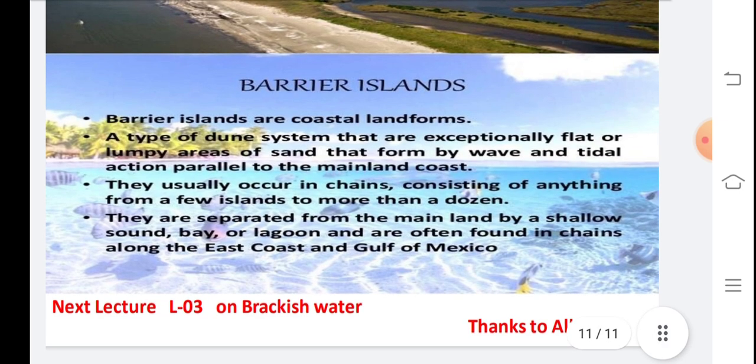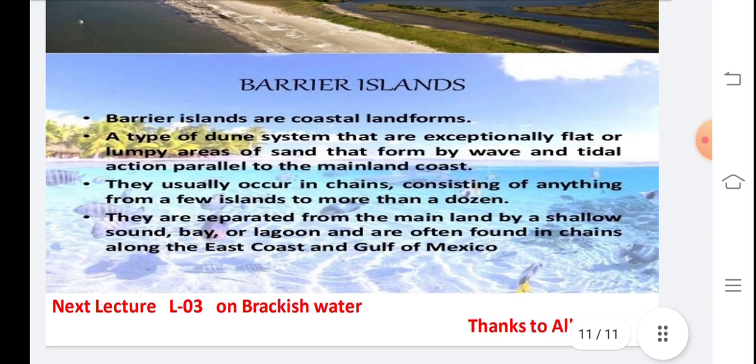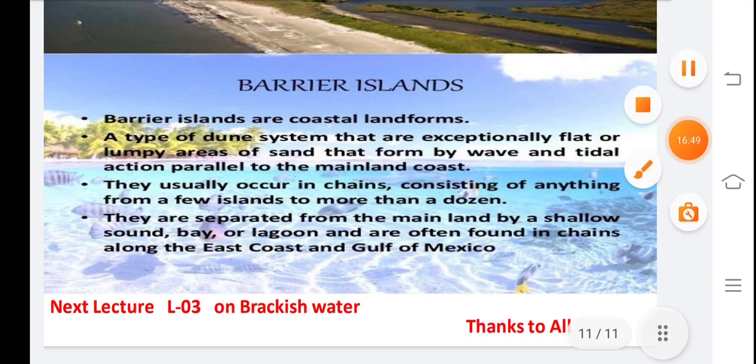So these are some main characteristics for our marine habitats. So you remember these types, okay? So next, in our third lecture, we will see the brackish water, that is estuarine water conditions, okay? So thanks to all. Wish you all the best.